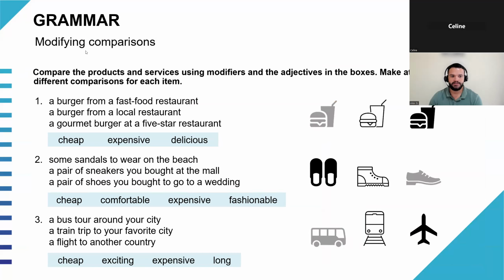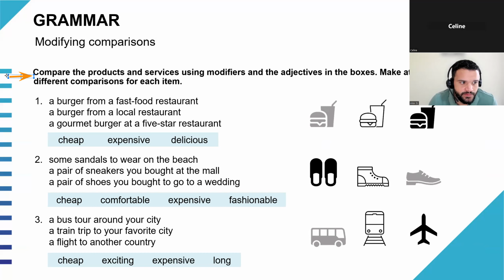It says modifying comparisons. Let's read the instructions here. Celine, compare the products. Compare the product and service using modifiers and the adjective in the boxes. Make at least 3 different comparisons for each item. Exactly. So we're going to use the different adjectives in the boxes and we can make some comparisons. I'll do the first example.